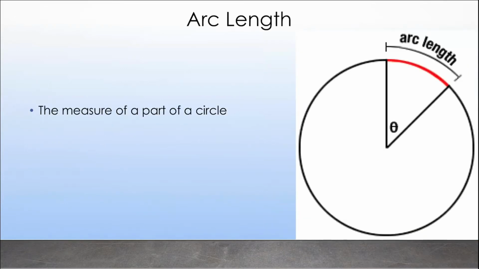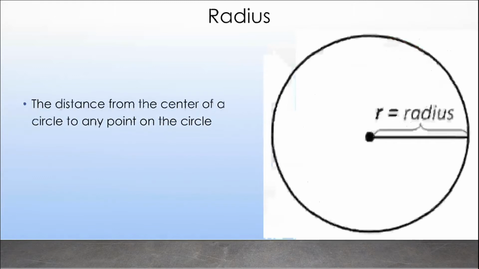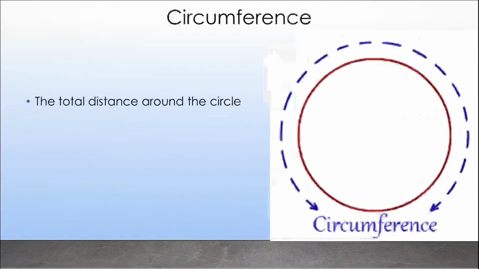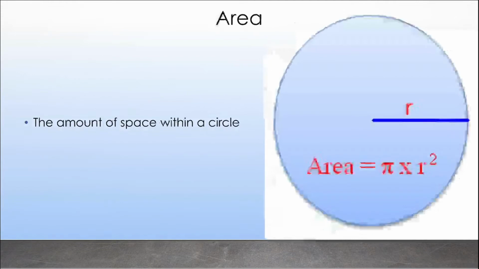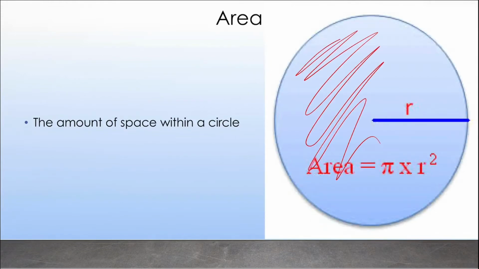Arc length is the measure of a part of a circle, so that's that crust part I was just talking about. It's a distance measurement. So we will measure it in distance, not in degrees like we did in the previous lesson. The radius is the distance from the center of a circle to any point on the circle. Circumference is the total distance around the circle. And area is the amount of space within a circle, so it's everything inside.